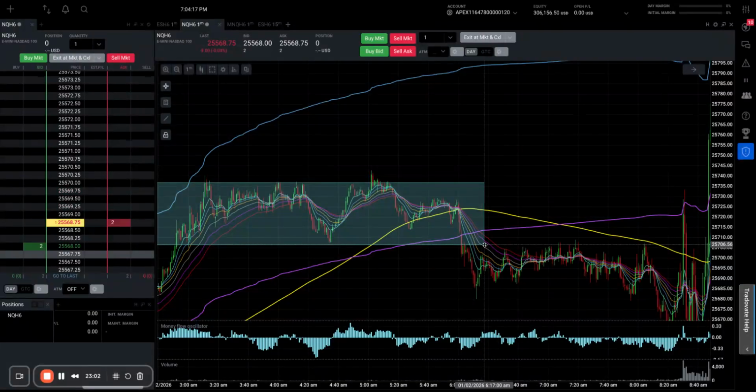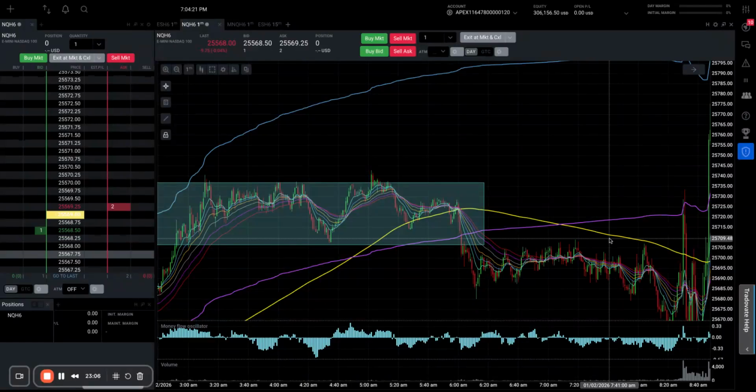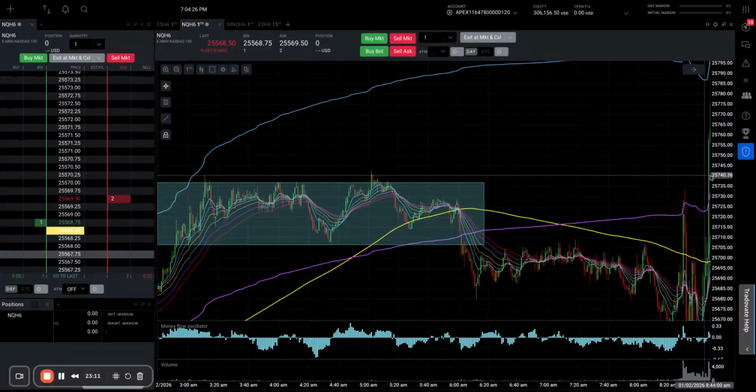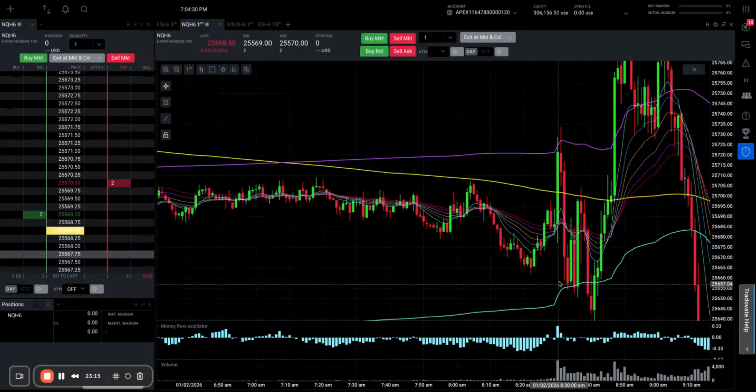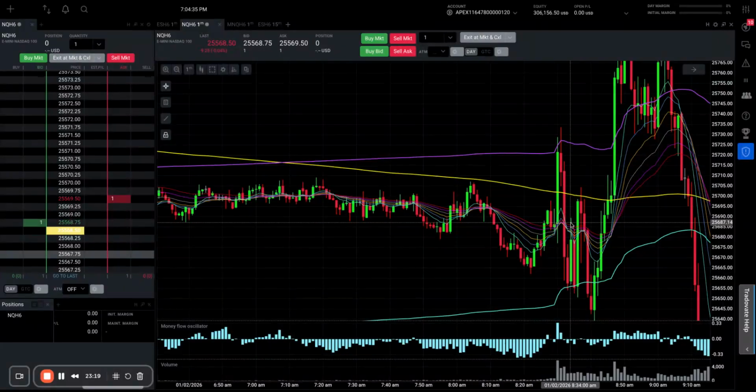And now this becomes the resistance. Pop out of it. You make it all the way up, almost out of this box, and then right back down. It held support, tried to come up, hit resistance. You see, these are your magnets.